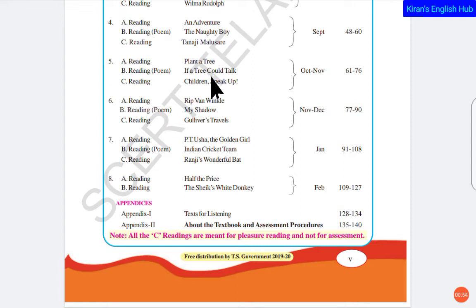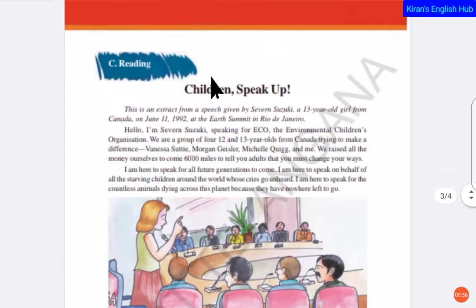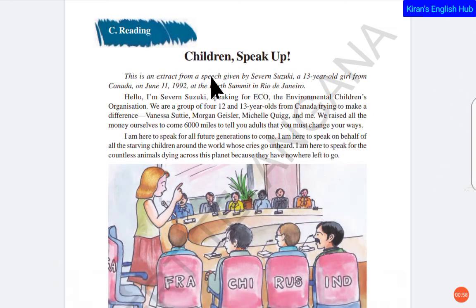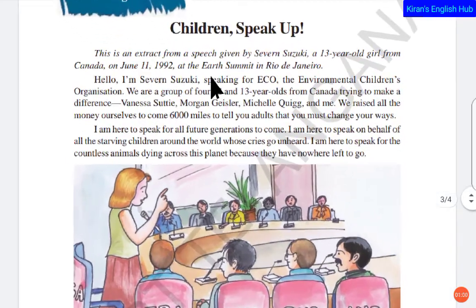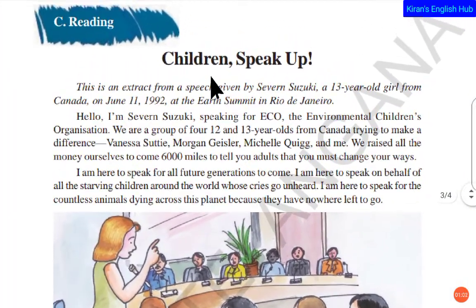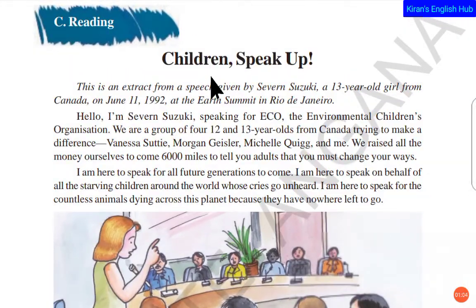Without wasting any time, we shall go through the lesson here. So we can see the title, Reading C, Children Speak Up. What do you mean by the title Speak Up? Speak up is simply like question something, question towards some problem.